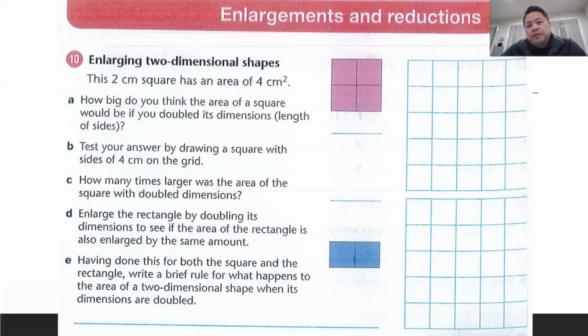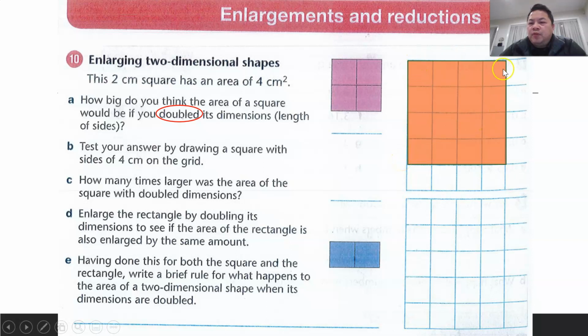You are given a 2x2 square here, and you are required to follow the instruction. They say, how big do you think the area of the square will be if you double its dimension? Means the length. So length is 2 here, double it will be 4. So first I draw the shape, a 4x4 shape. And from here I'm able to find the area, which is one side is 4, so it's 4 times 4, which gives me 16 cm square.